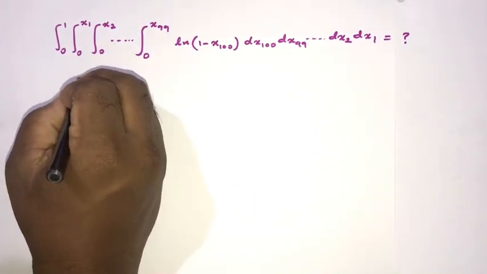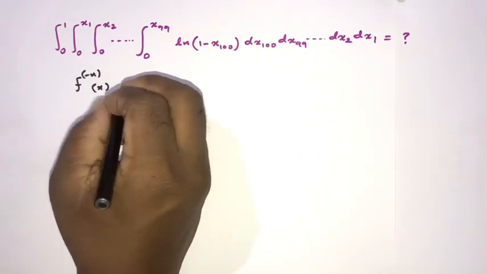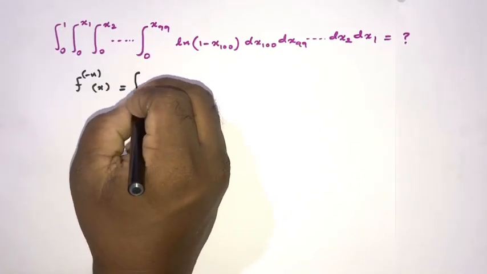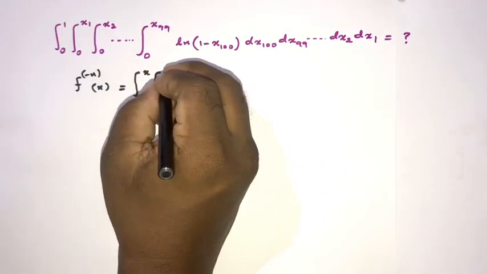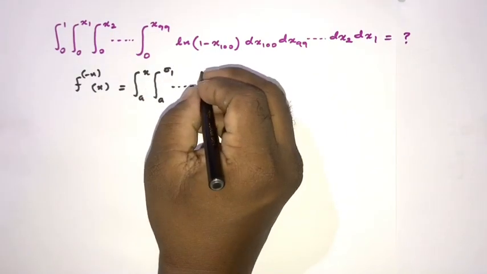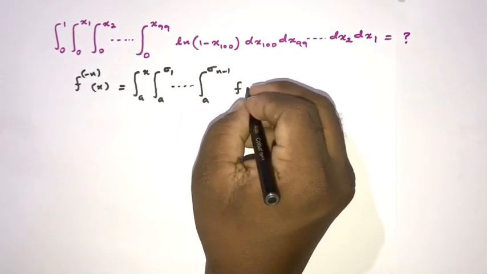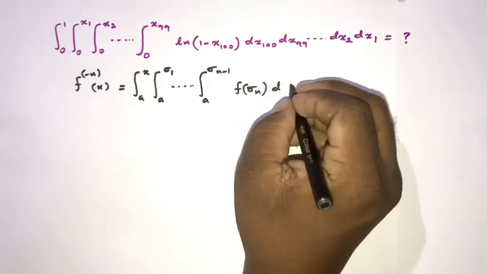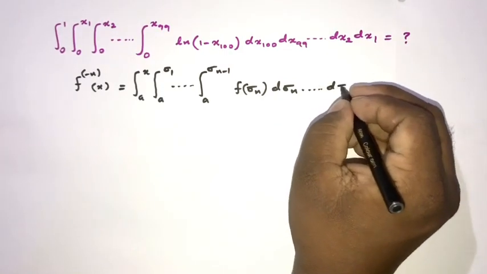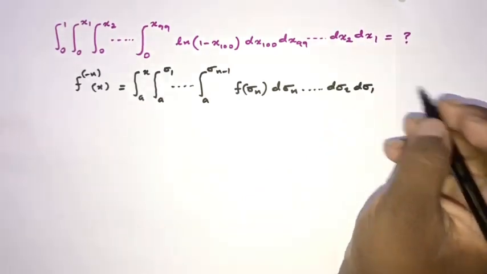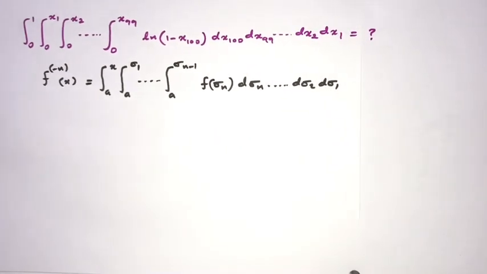If f is a continuous function on the real line, then the repeated integral of f, n times, is given by this formula: integral from a to x, then a to sigma 1, and this is going to a to sigma n minus 1, f of sigma n d sigma n, and this is going to d sigma 2 d sigma 1. We can represent this repeated integral as a single integral.